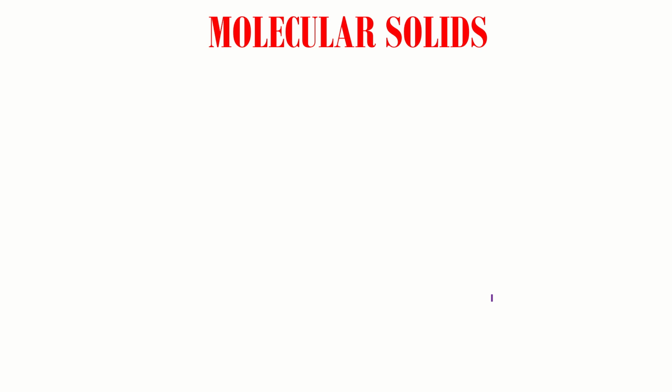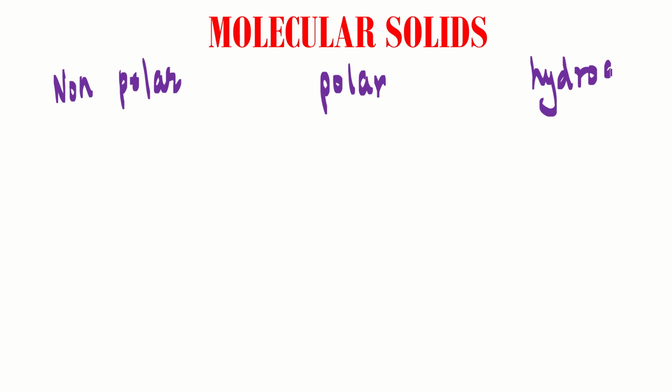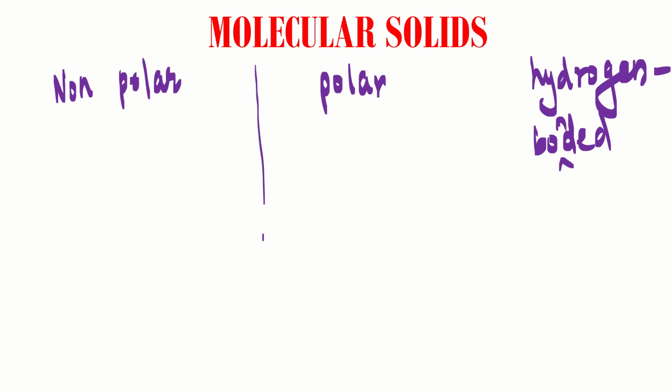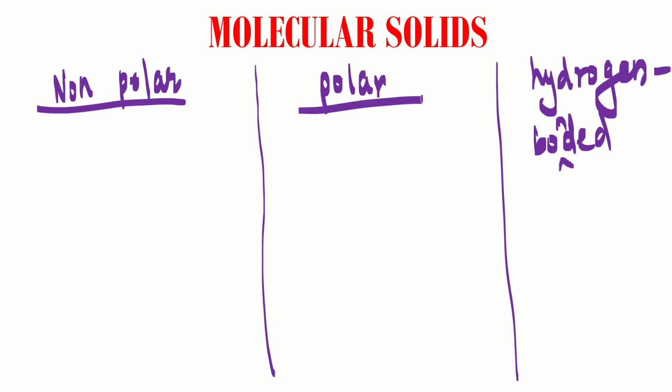Molecular solids are basically divided into three: non-polar molecular solids, polar molecular solids, and hydrogen bonded molecular solids. So there are three types of molecular solids: non-polar, polar and hydrogen bonded. Now let us see each of these in detail.